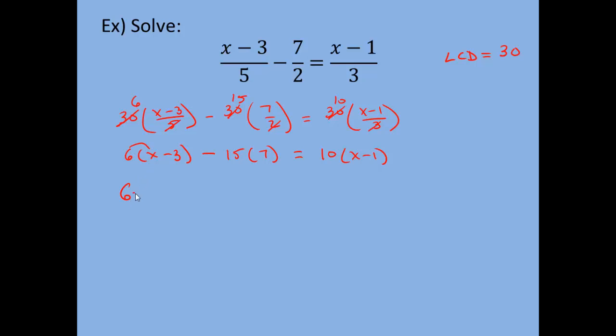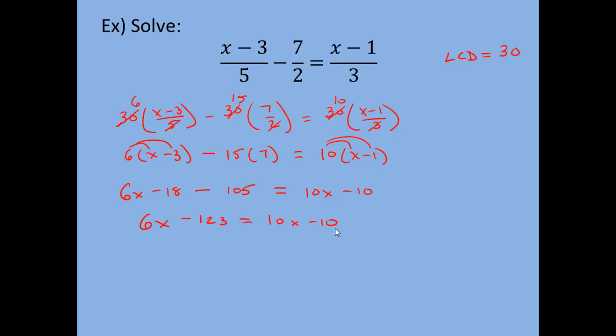So 6 times x gives us 6x. 6 times a negative 3 makes us a minus 18. Minus 15 times 7 will be 105. And that's equal to distributing the 10 through. 10 times x gives us 10x. 10 times a negative 1 gives us negative 10. Once we're here, you want to combine like terms and solve like normal. So we're going to have 6x, and then minus 18 minus 105 gives a negative 123, is equal to 10x minus 10.